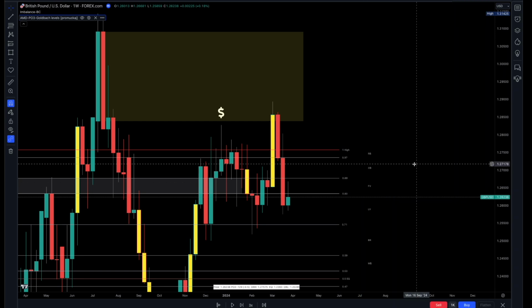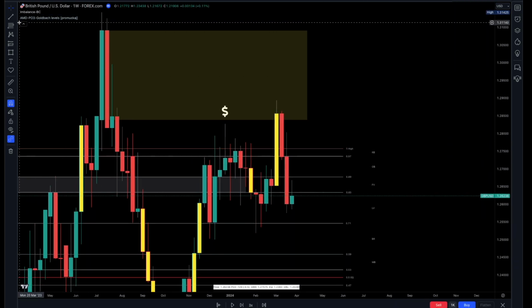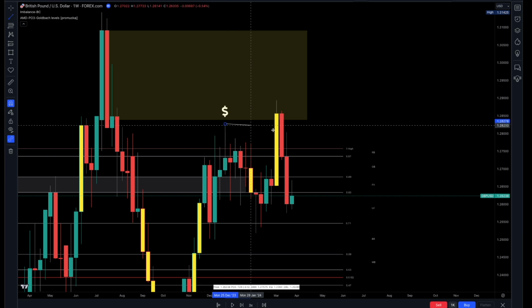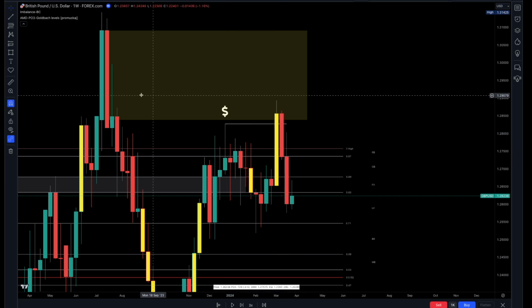There we go. Now, so we've had a sweep of liquidity into this order block.